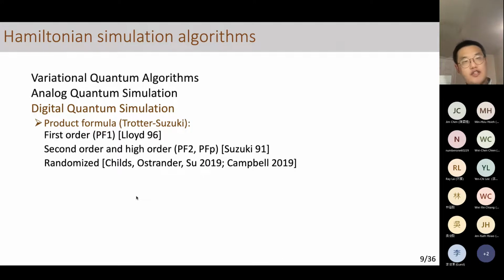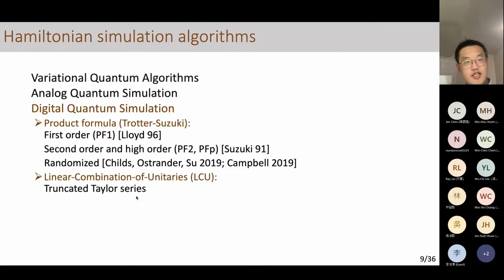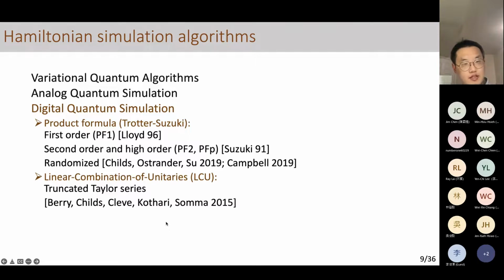The second type of digital quantum simulation algorithm is based on the linear combination of unitaries, called LCU. In this type of algorithm, we have the truncated Taylor series method and the quantum signal processing method. These two types of algorithms have different advantages in different regimes for different problems.